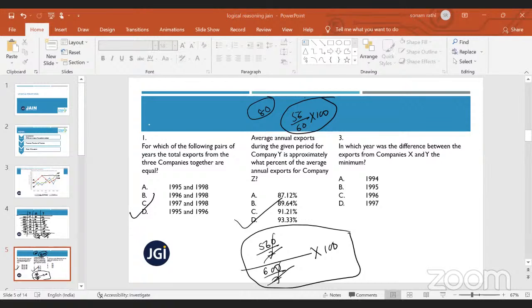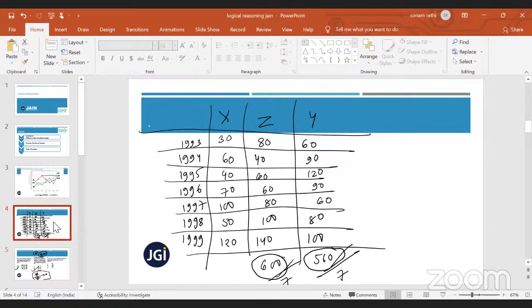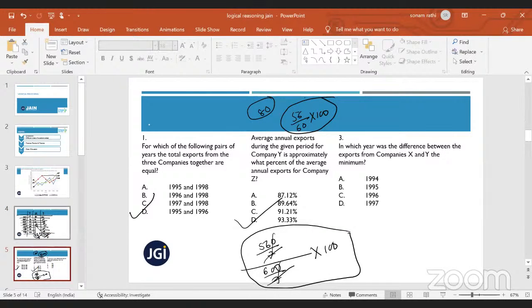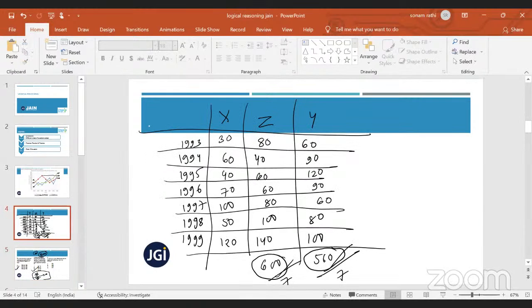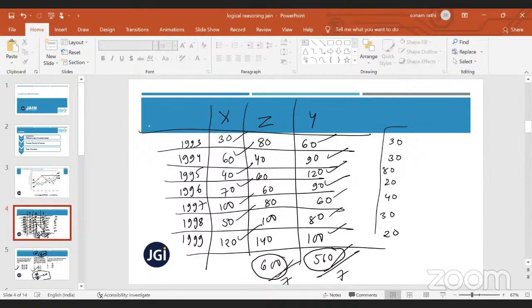In which year was the difference between the export from company X and Y minimum? Difference should be minimum. So how much is the difference in these two? 30. 30. 80. 20. 40. 30. Difference is 20. Which one is the minimum?